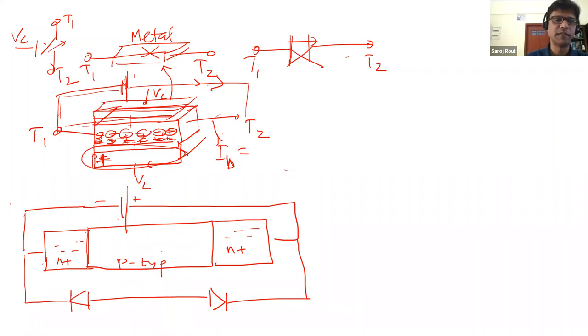So I take a P-type, right? And I put two N plus sites over here. I have a lot of electrons here to conduct, but there is none in this P-type. Obviously, there is also a built-in potential here with that depletion layer. That's another reason.